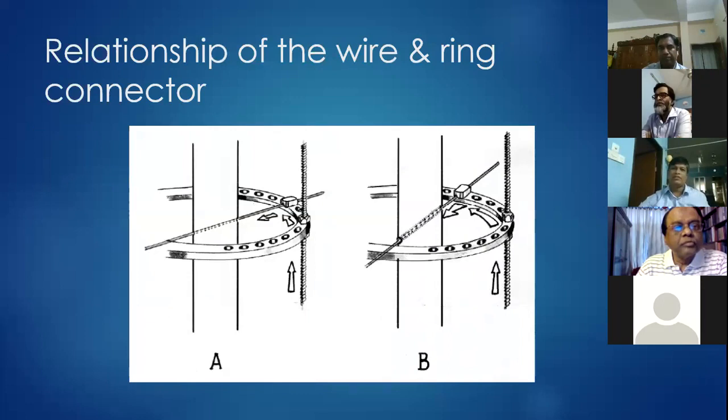The relationship of the wire and ring connector: a wire should be fixed as close as possible to the ring connector on a ring. The closer the wires, the less the axial loading they will bear. This prevents the formation of a large hole in a bone cortex, resulting from axial loading pressure, and also prevents wire breakage.